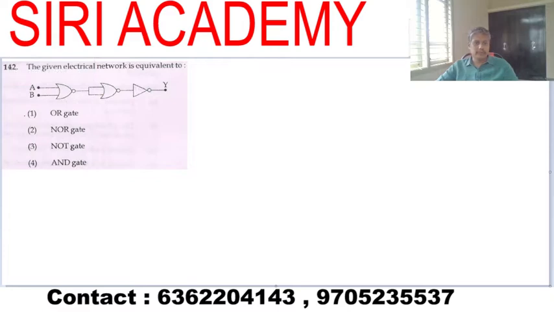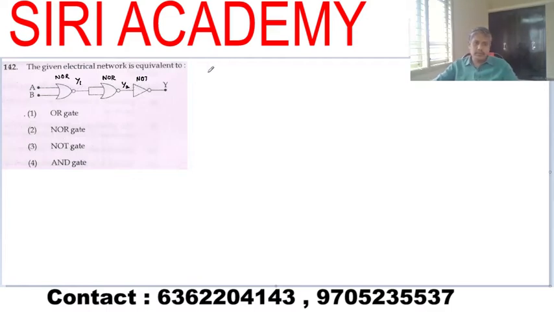Related to logic gates. So 142. So here this is a NOR gate and this is also a NOR gate, whereas this is a NOT gate. The output of this NOR gate is Y1, whereas the output of this NOR gate is Y2.